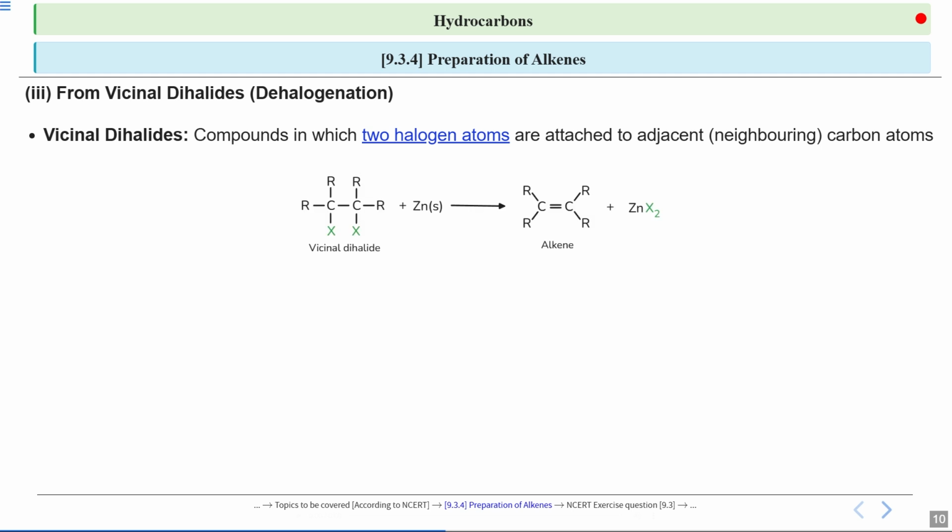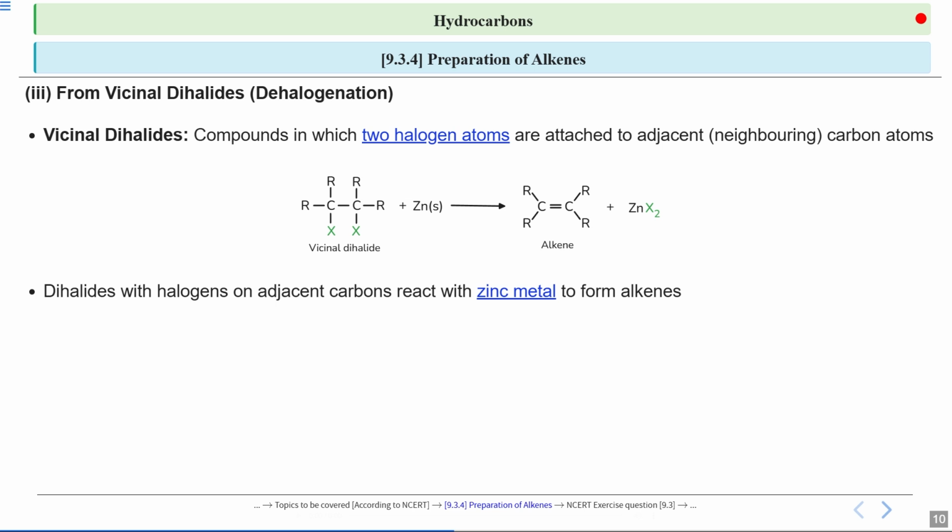See, we have a vicinal dihalide. You can identify this vicinal dihalide by looking at the position of the two X's which are present on neighboring carbons. Now, if you react this with zinc, it results in the formation of alkene and zinc dihalide. The dihalide with halogen atoms present on adjacent carbons is reduced by the zinc metal. So, zinc is acting as the reducing agent here, and this is also a type of elimination reaction where the halogens are removed. Remember that eliminating means removing.